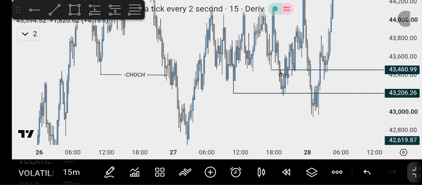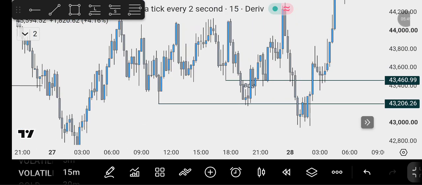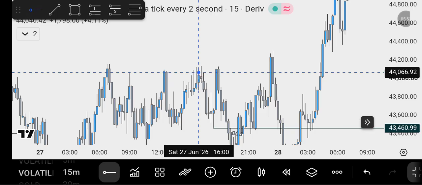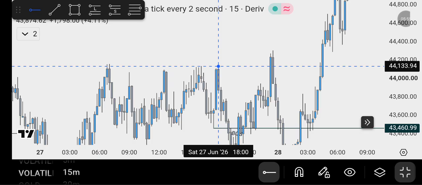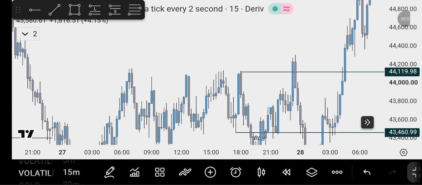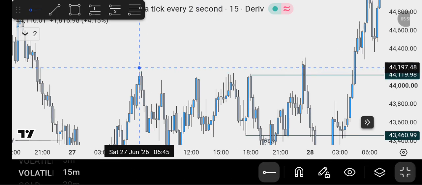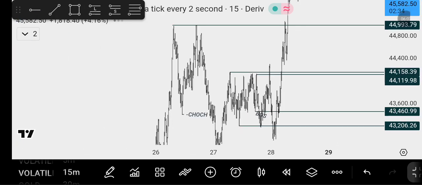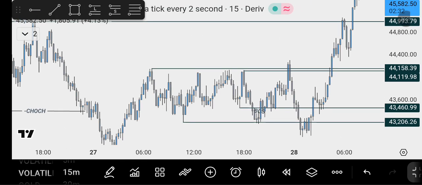It's way clearer. There are draws here. Very, very good draws on liquidity. We have this high, this high. These were the closest draws on liquidity.